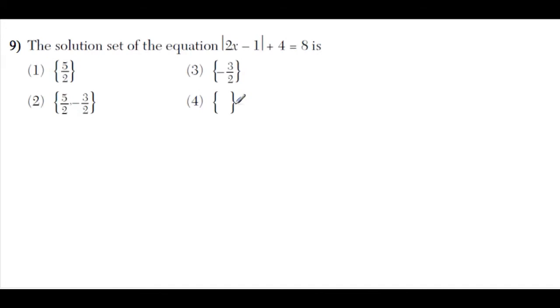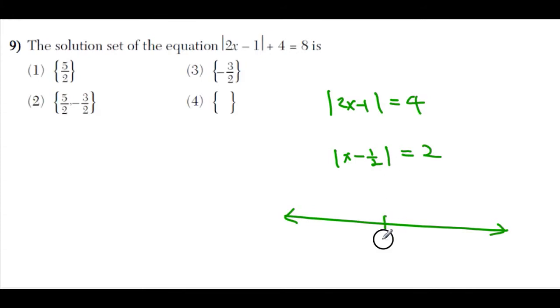Number 9. Here what we can do is we can subtract 4. So here we get 2x minus 1 is equal to 4. And then we can divide the whole thing by 2. Then we get x minus 1/2 is equal to 2. This basically means from 1/2, we're going to go up and down by 2 units. So then we get 2.5 here. We get negative 1.5 here. So we get 2 answers, which is choice 2, becomes our answer.